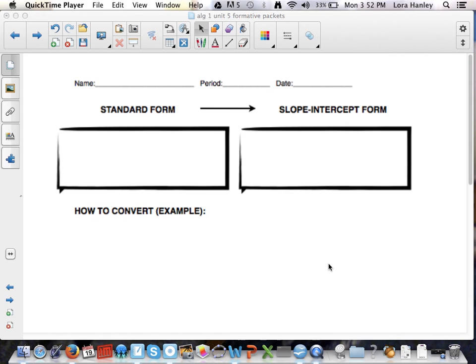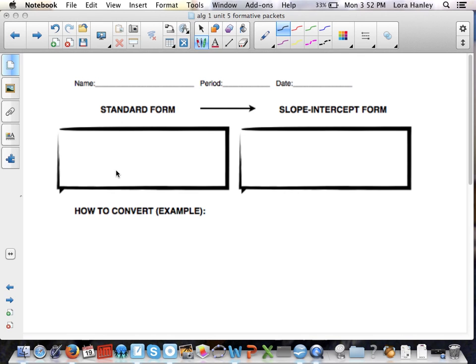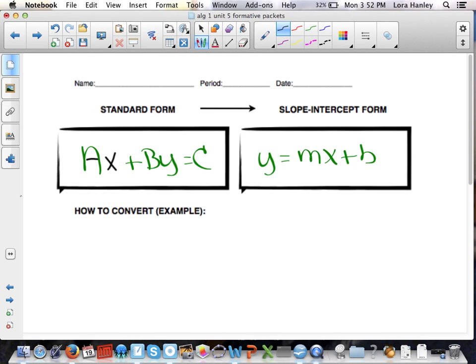So if you recall, standard form is ax plus by is equal to c, and we're going to change that into y equals mx plus b. So, 2 steps to doing this. Your first step is to move your ax term to the other side. And then your second is to divide by the b.